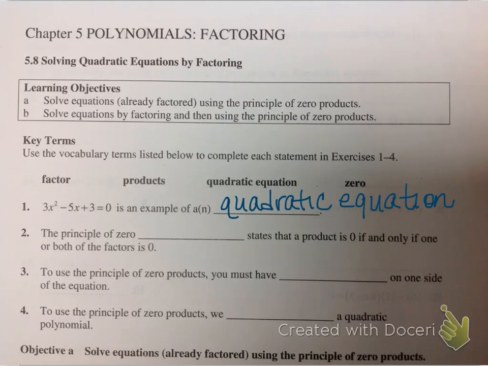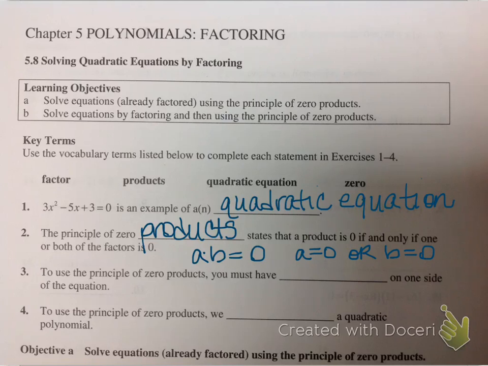Number 2, the principle of zero products states that a product is 0 if and only if one or both of the factors is 0. Now this is something you've known for a very long time. If you have two values, we'll just say A times B, and you multiply them and you get 0, then what does that tell you? Well, either A has to be 0 or B has to be 0. One of the numbers or both of them have to be 0. We're going to use that idea to help us solve here in a minute.